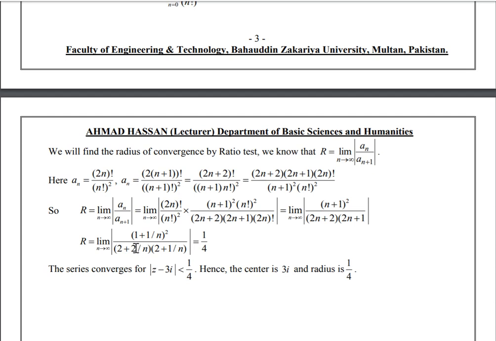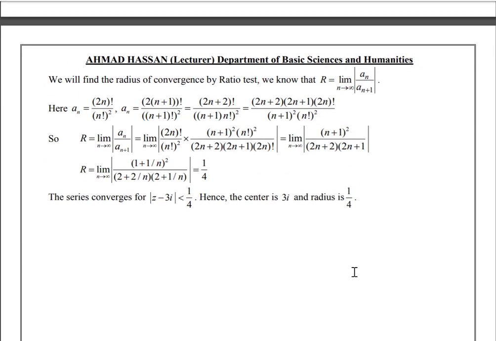As n tends to infinity, this term approaches 0, and this term is also equal to 0. We have left 1 over 2 multiplied by 2, that is 1/4. Here R is 1/4. The series converges for |z − 3i| < 1/4. Hence the center is 3i and the radius is 1/4. Radius of convergence is 1/4.